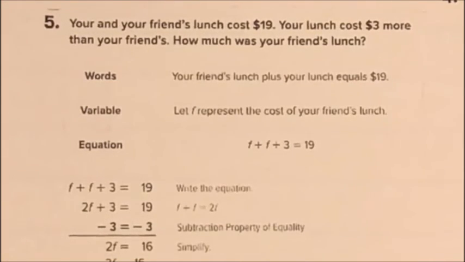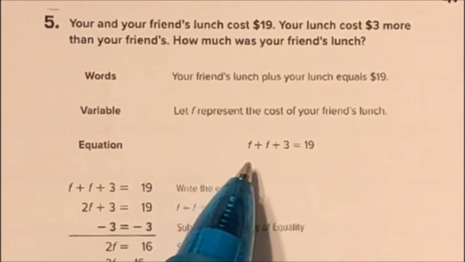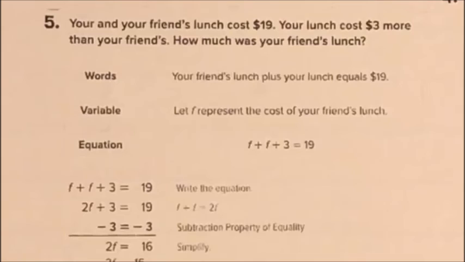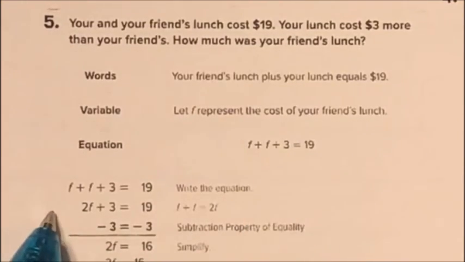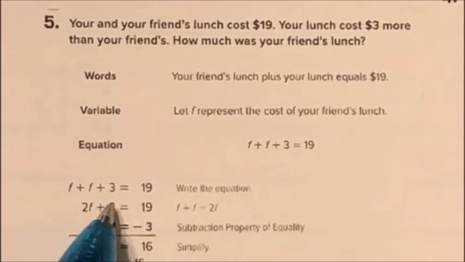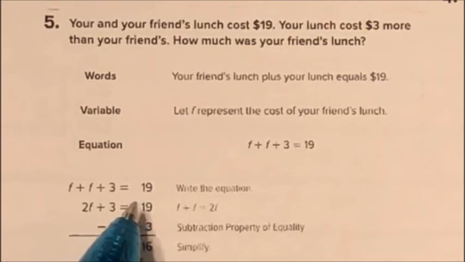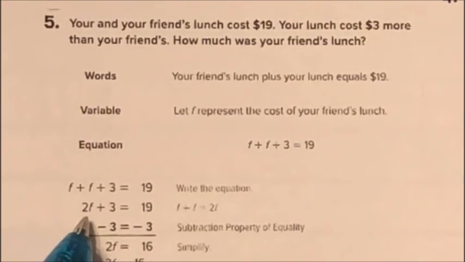So we're going to let F represent the cost of the friend's lunch, okay? So your friend bought lunch, so that's F, first F, plus what you bought. You bought the cost of your friend's lunch plus $3 because you spent $3 more, and that equals 19. So now I have F plus F plus 3 equals 19. Well, I have two F's over here, so 2F plus 3 equals 19.